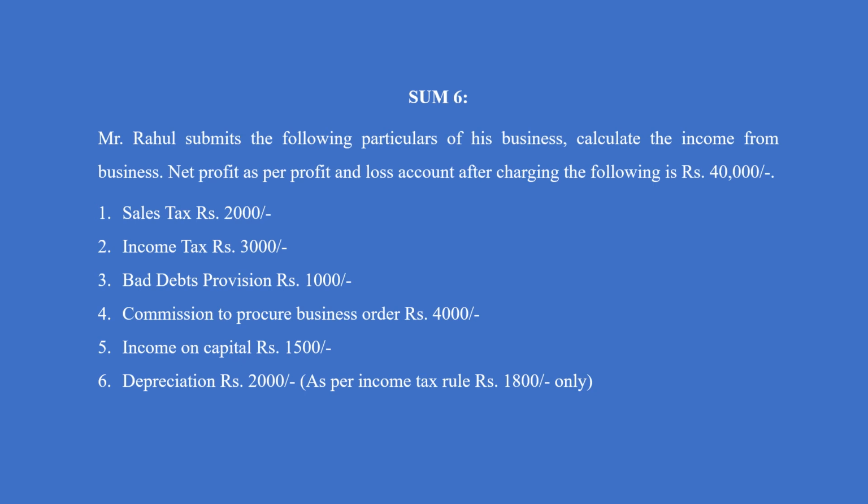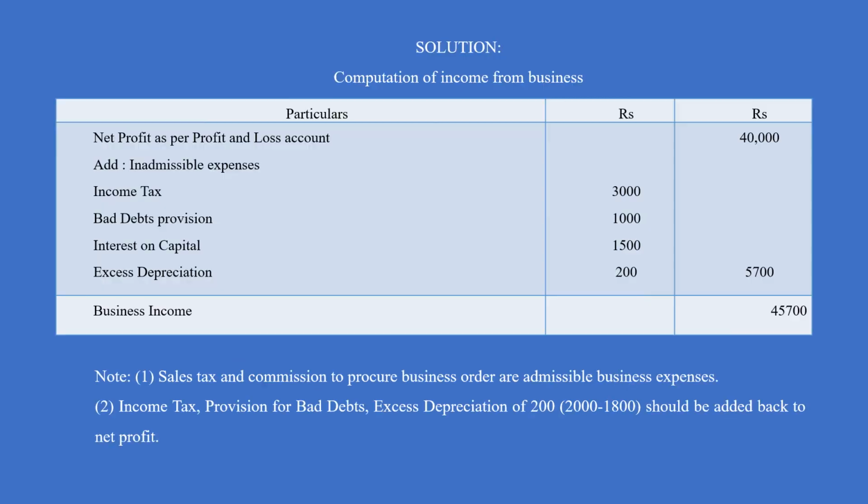Now coming to the computation of the sum. Computation of income from business. So you start off with the net profit again. So you have a net profit of 40,000. From this you can add back all the inadmissible expenses which are not related to your business. Income tax is not related to your business. You can take that 3,000.